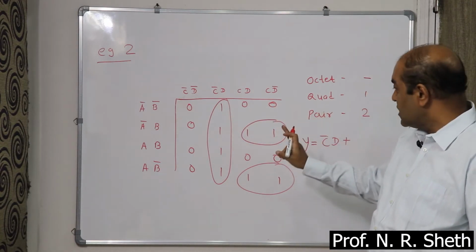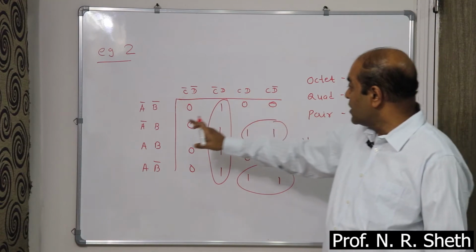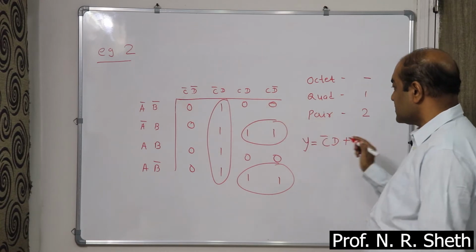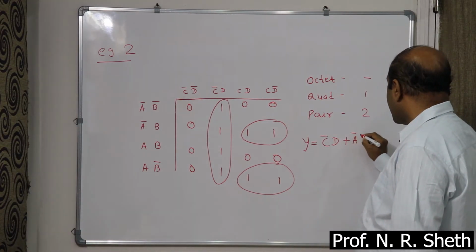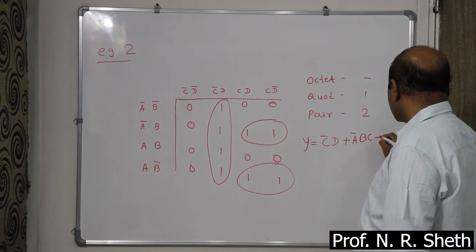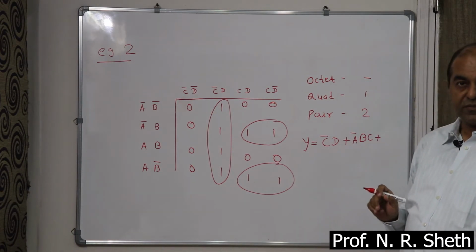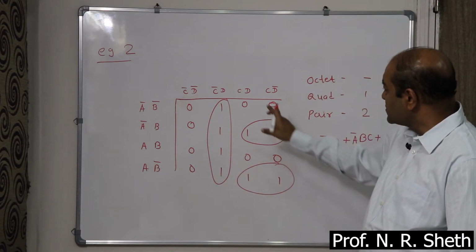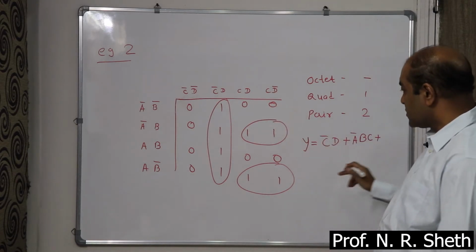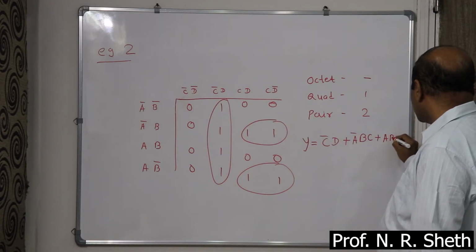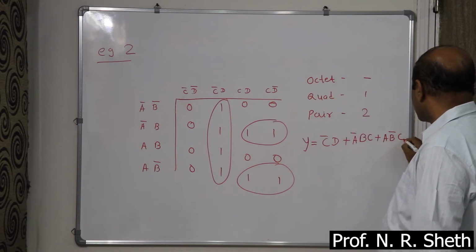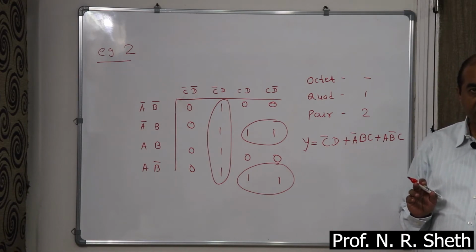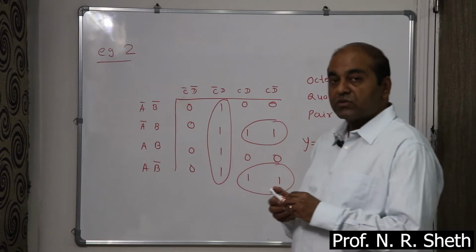for this one. Now here, A bar B remains as it is and C remains as it is. D, D bar cancel. So, A bar B C. And about this one, A B bar, and again D, D bar cancel. So, A, B bar, C. Okay. Is that clear? Good. Now, third example.